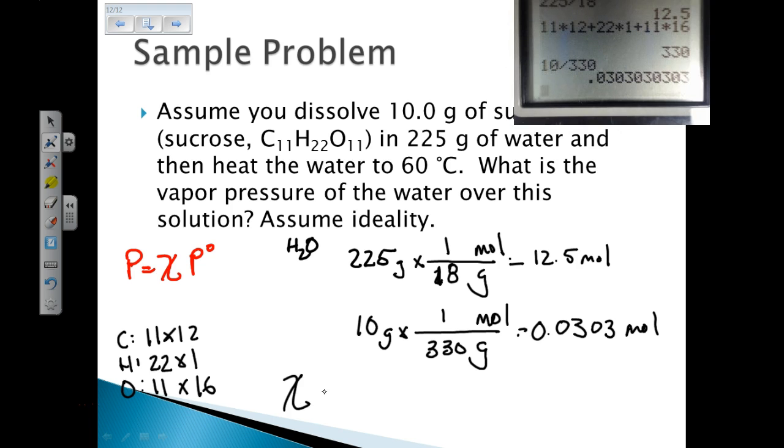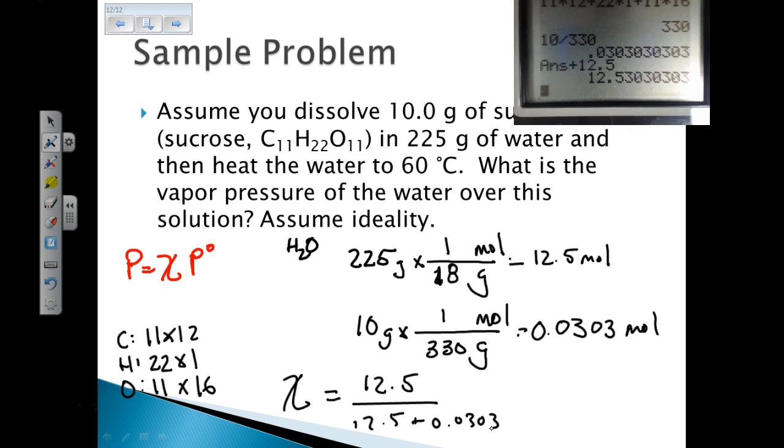Okay, so the mole fraction is equal to 12.5, the moles of water, over 12.5 plus the moles of sugar. So that's our total number of moles, and 12.5 divided by the total number of moles is equal to 0.998. Okay, so that's the mole fraction.